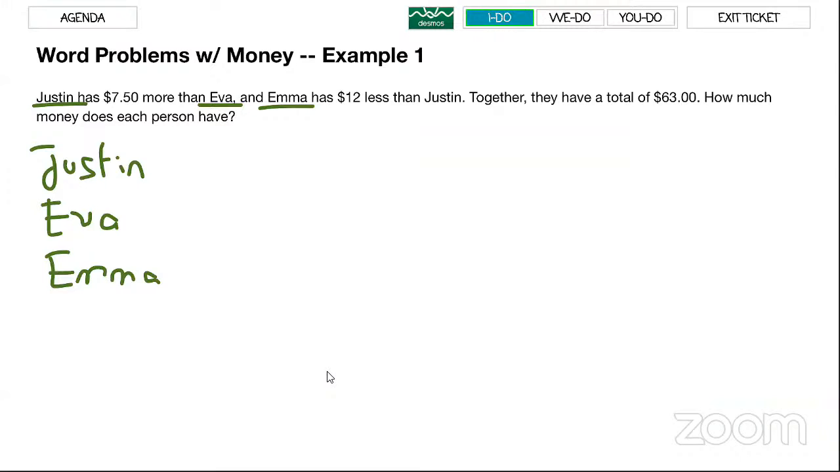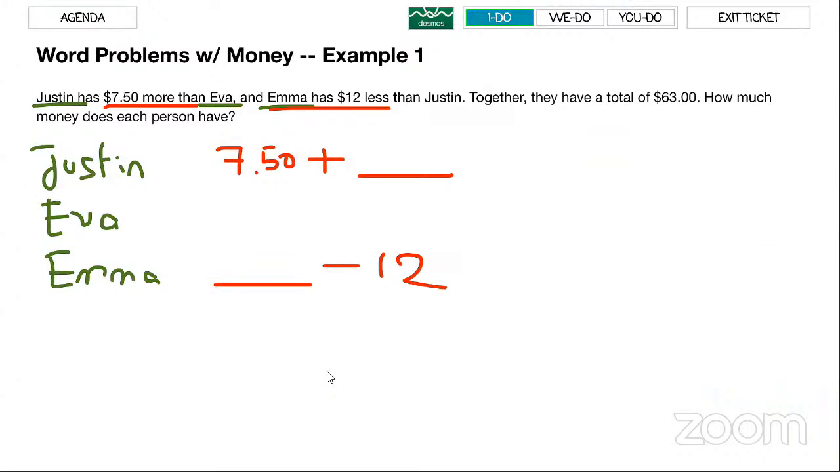So Justin has $7.50 more than Eva. So Justin has 7.50 more than, which means plus, whatever Eva has. I'm going to leave it blank for now. And Emma has $12 less than Justin. $12 less than means subtracting 12, right? We're talking about Emma, and whatever is coming here is Justin. It's kind of a puzzle, so let me just put J for now. And Eva is unknown. Did you see? They didn't mention Eva.